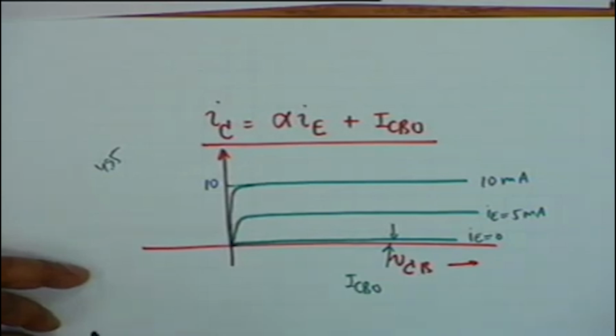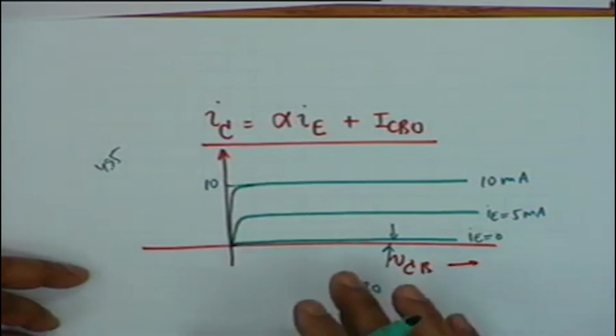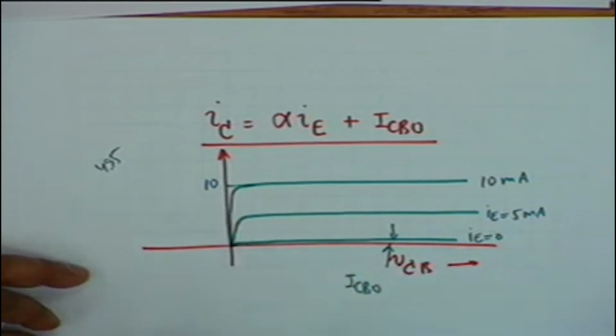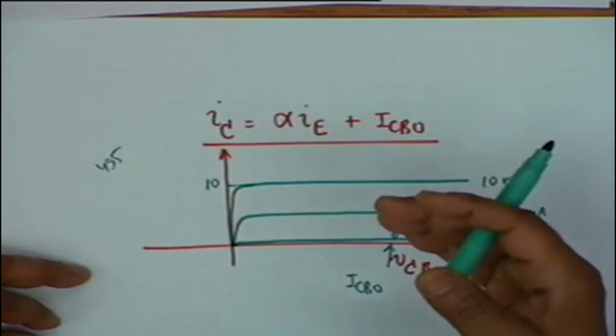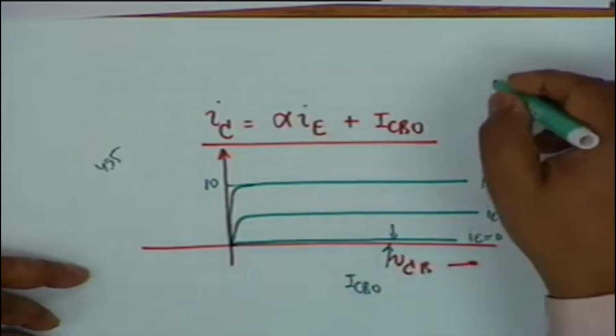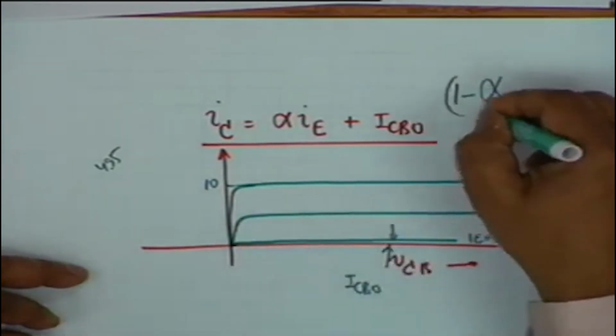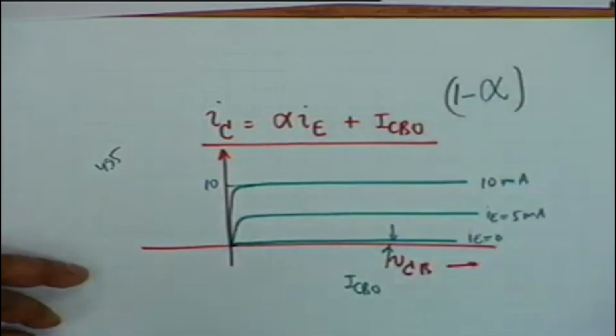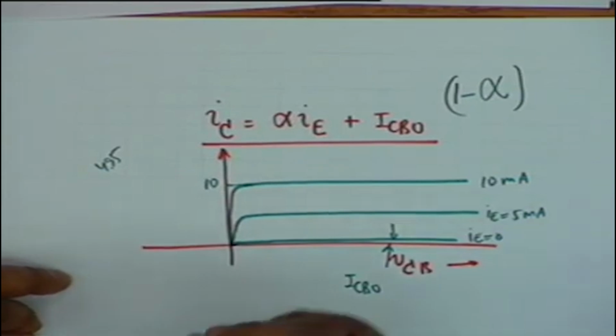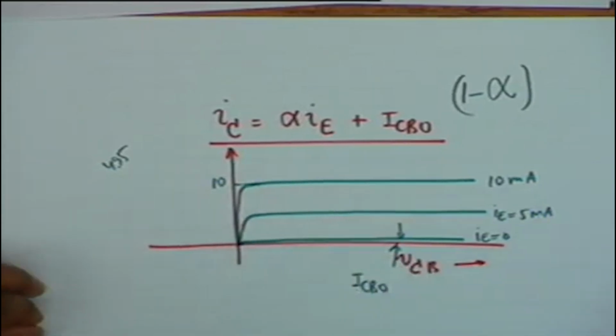Is that clear? The common base characteristics are extremely simple. The collector current is approximately equal to the emitter current. The difference is because of the factor 1 minus alpha. Why does this arise? This arises because there is recombination in the base region. That is one reason why the base is made very thin, so that recombination can be ignored.